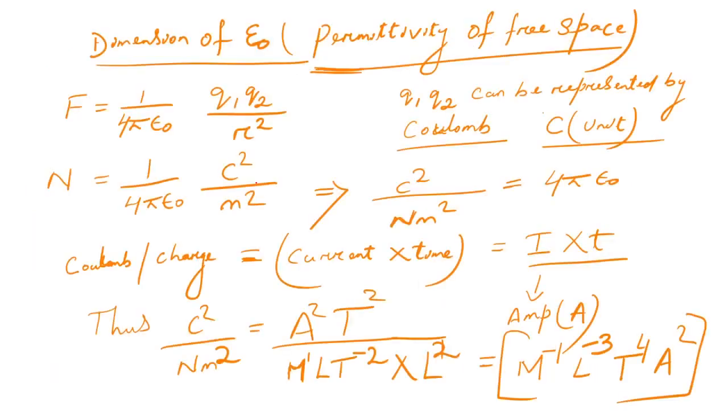So what is the dimension of epsilon 0? Epsilon 0 in physics is the permittivity of free space. We know the electrostatic force formula: that is 1 by 4 pi epsilon 0 q1 q2 by r square. So q1 is a charge and q2 is a charge.